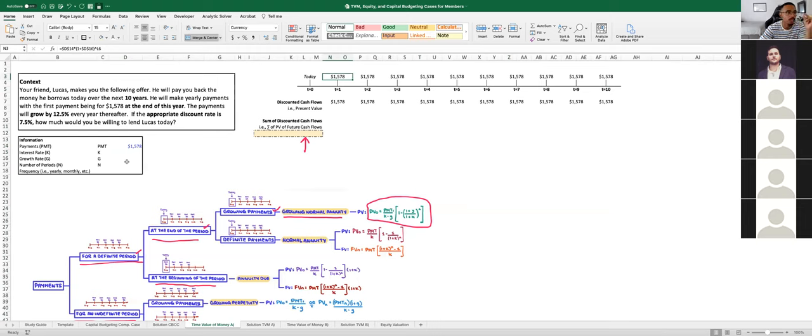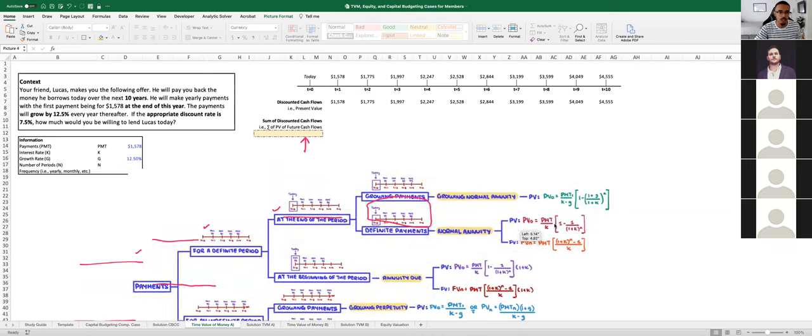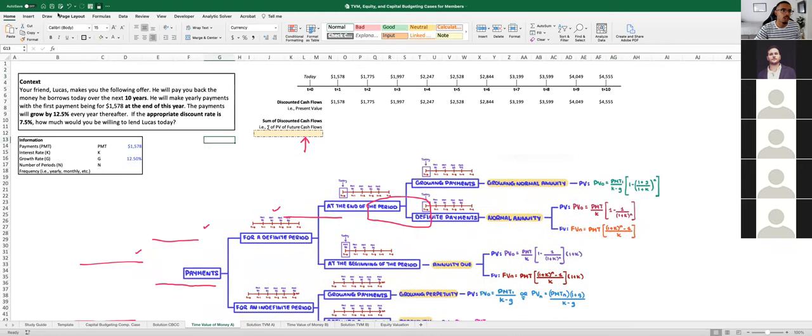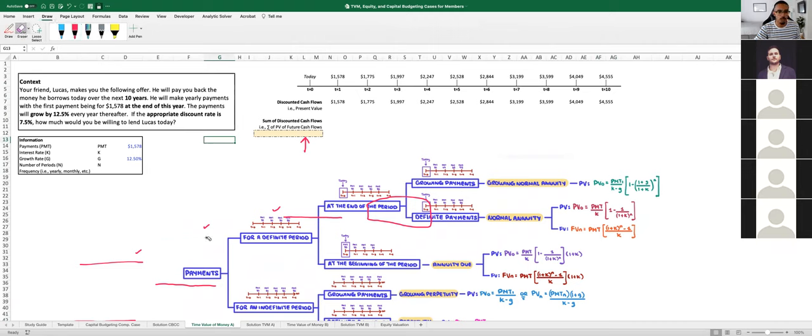However, those different payments are growing by 12.5% per year. So our payments will begin at 1578 and grow all the way to this amount. But on an exam, you don't care about that, because you just got to plug it into your formula. So if we were to zoom in on our formula here, and if we were to just plug it in, there you go. We would already have our payments.